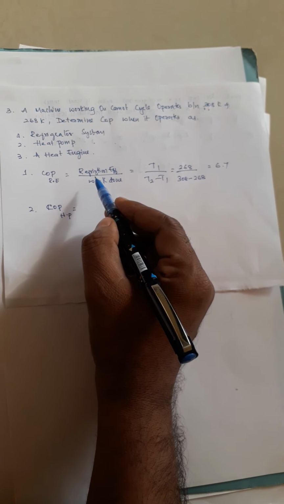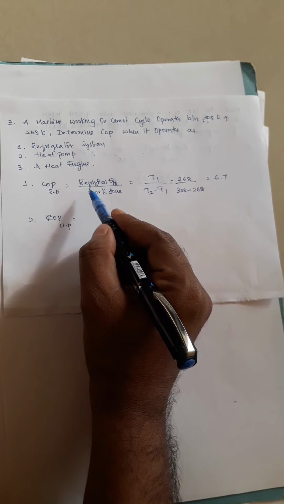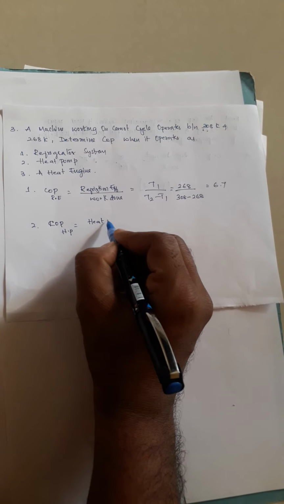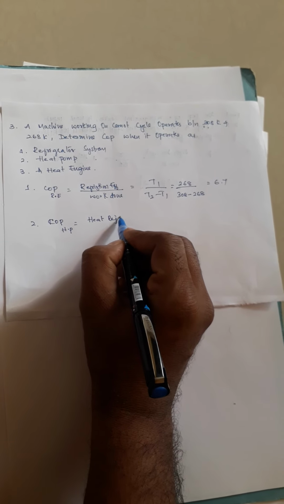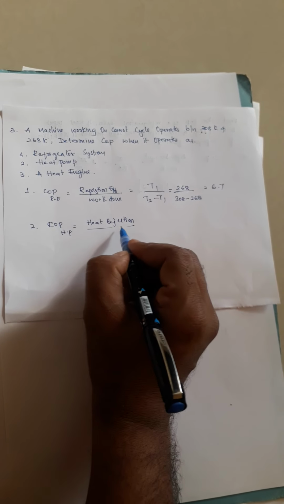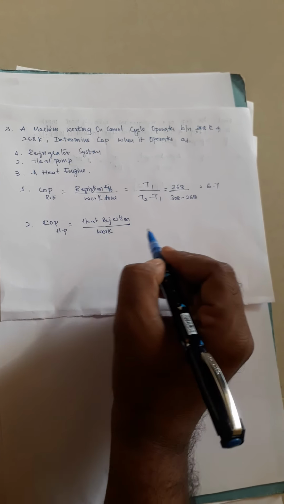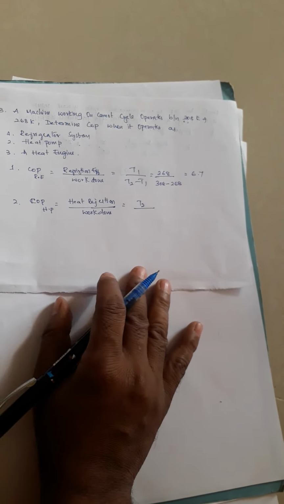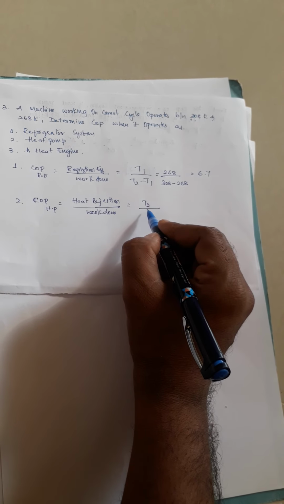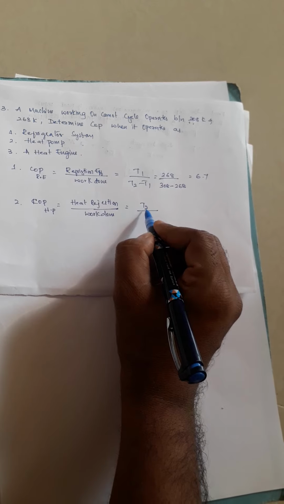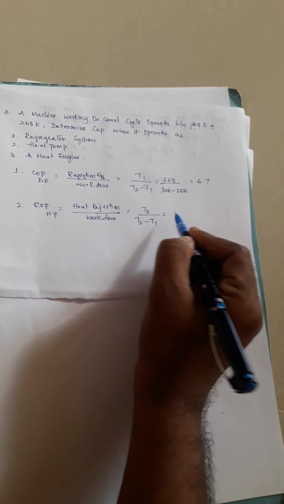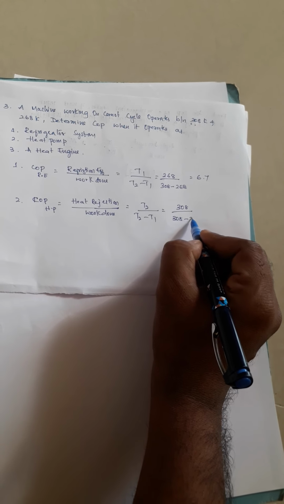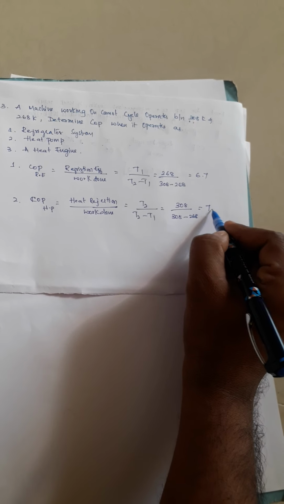Similarly for the heat pump, the COP for the heat pump. Again, this is the refrigeration effect that is produced in the refrigeration system, but in the heat pump it is the heat rejected, how much heat will be rejected to the confined space, to the work done. As I told you, it will be T2, since we are giving the heat to the warm place, in order to warm the place. That is T2 divided by T2 minus T1. So 308 divided by 308 minus 268, so it is about 7.7.